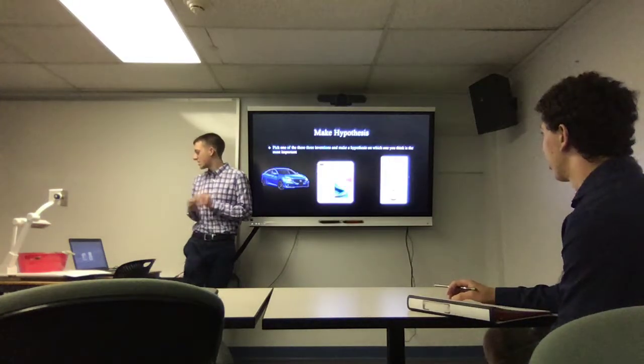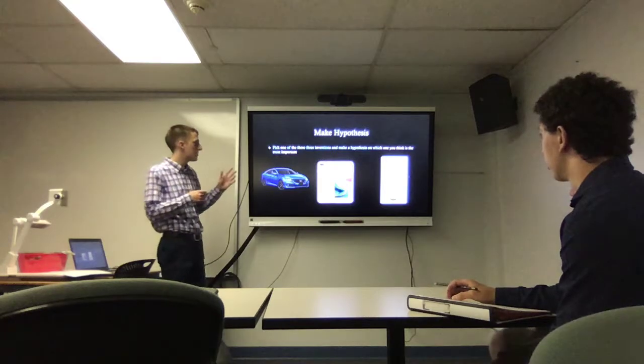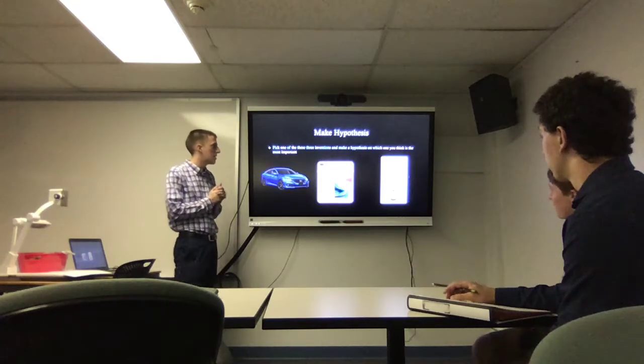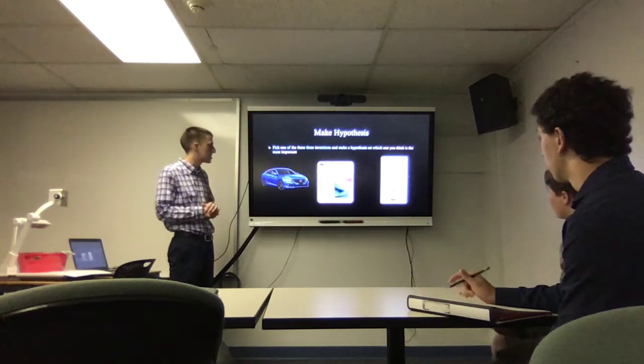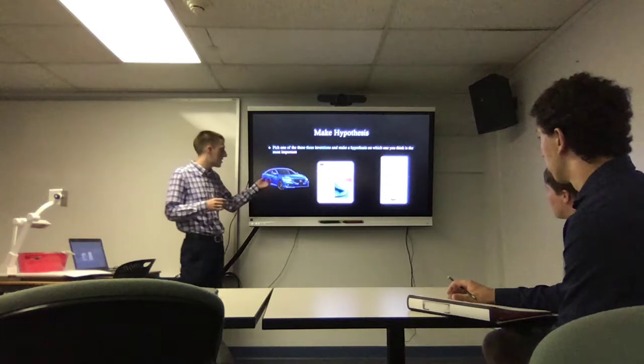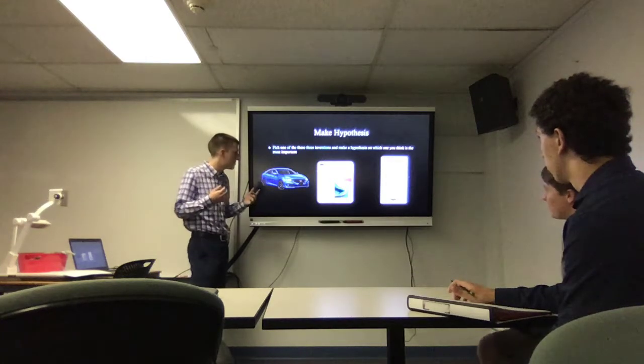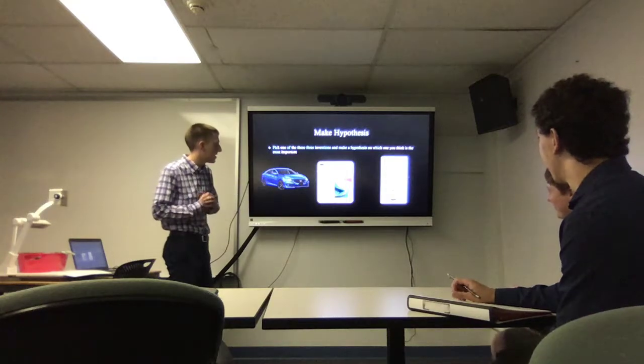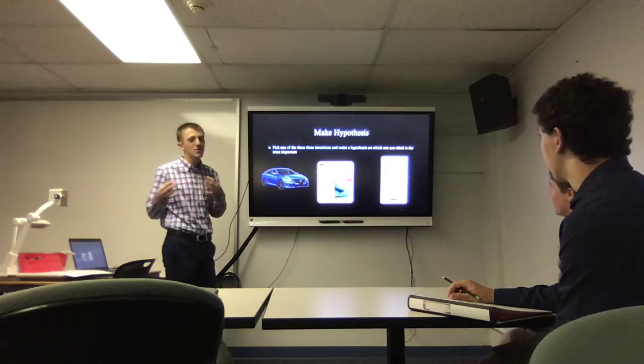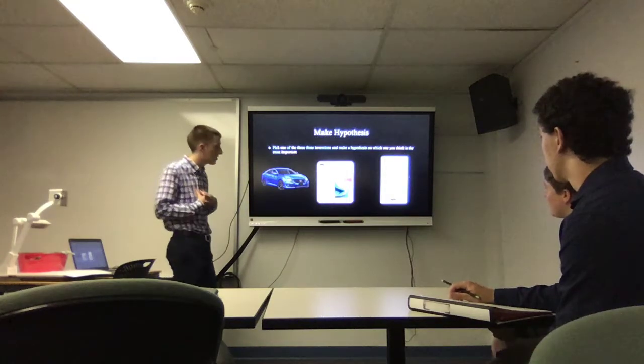So our next step will be to pick one of these three inventions that I found, and we're going to make a hypothesis on which one we think is the most important. So right here we got a Honda Civic, my car, my little beauty. Then the next one is an iPhone, and then the light bulb. So three of the more important inventions that I thought we had.